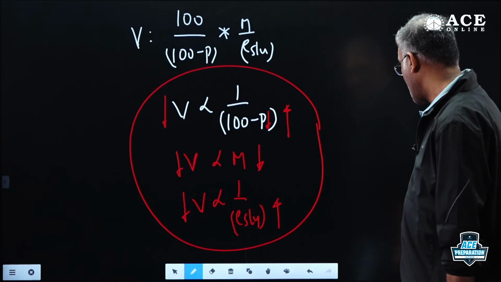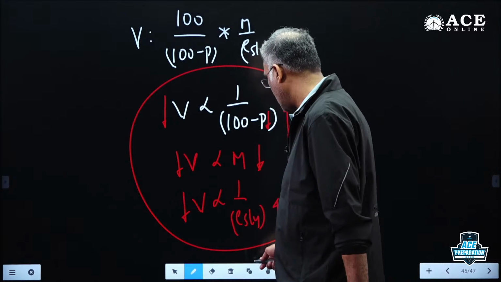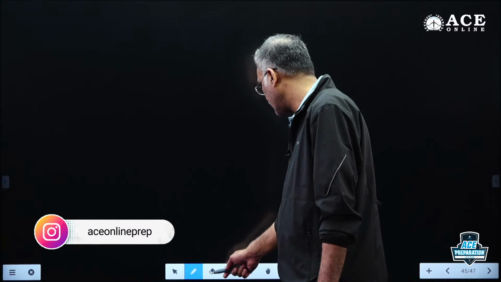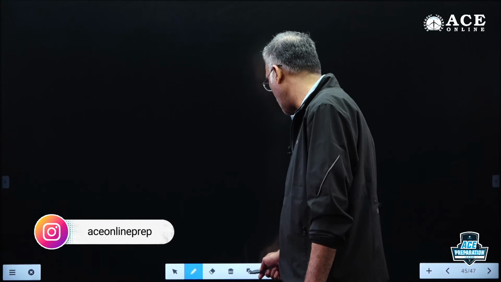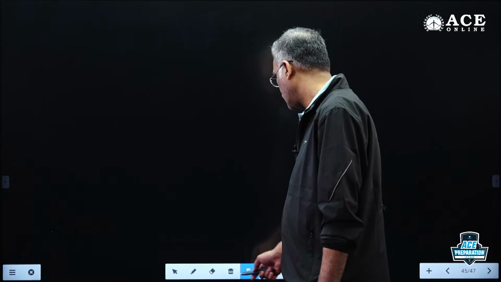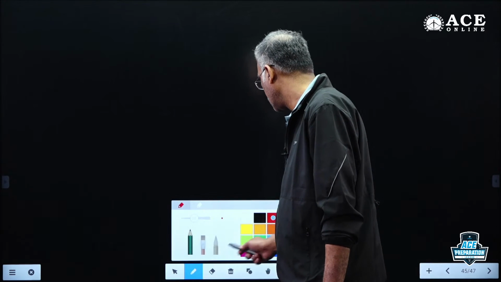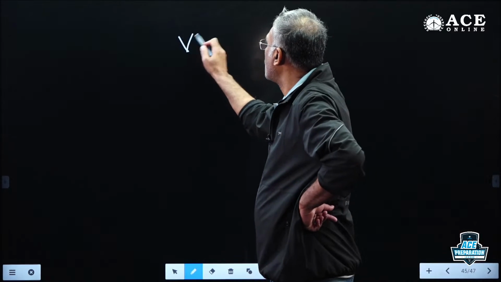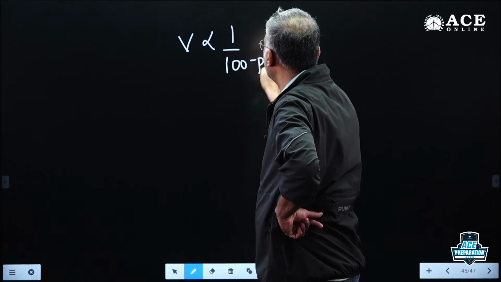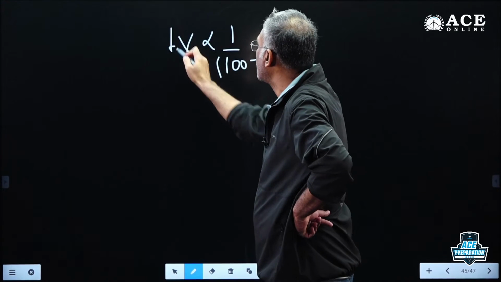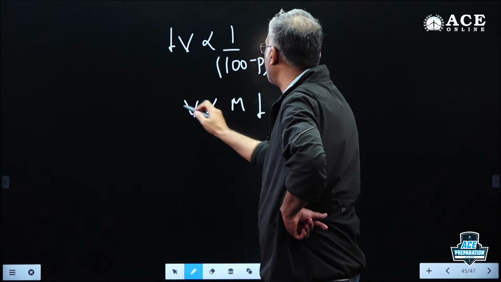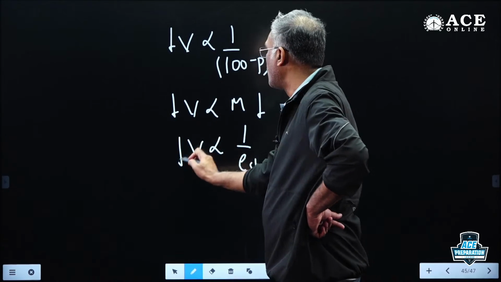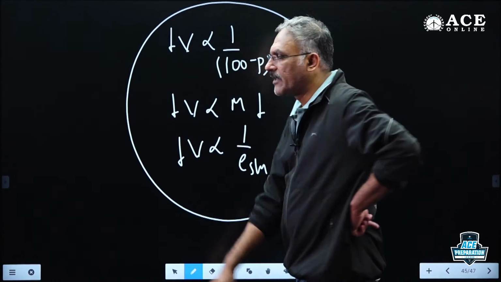That's how when we put sludge to treatment, volume reduction of the sludge occurs. Every parameter contributes to volume reduction. Understood? So V is inversely proportional to 100 minus P. 100 minus P value increases, volume decreases. V is directly proportional to M. M value decreases, volume decreases. V is inversely proportional to rho sludge. Rho sludge increases, volume decreases. That's how every parameter contributes to volume reduction.